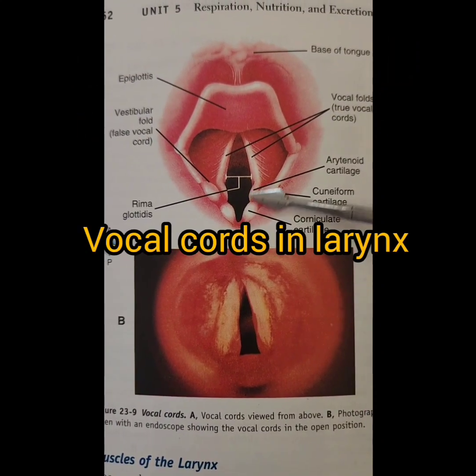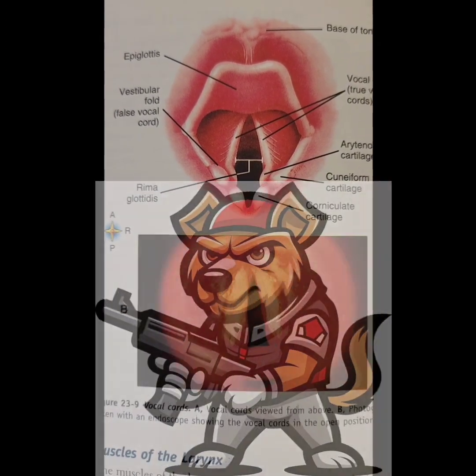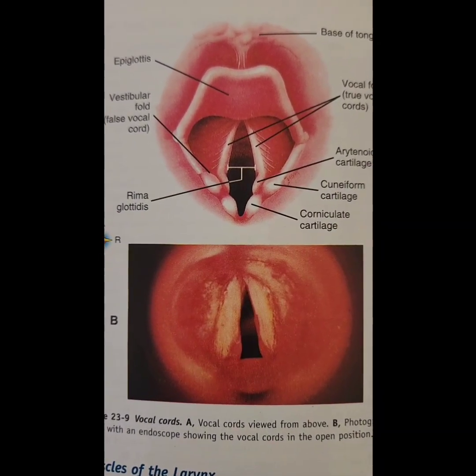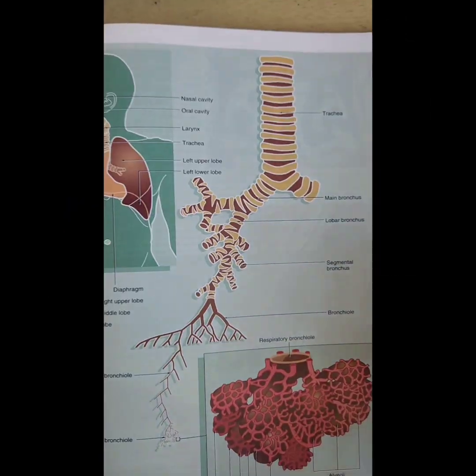The vocal cords of the larynx are actually the watchdog of the respiratory tract. They prevent entry of liquids and solids into the lower respiratory tract. Phonation is an acquired biological function.